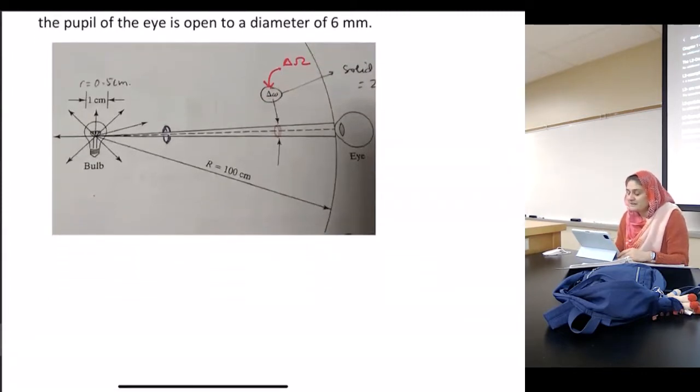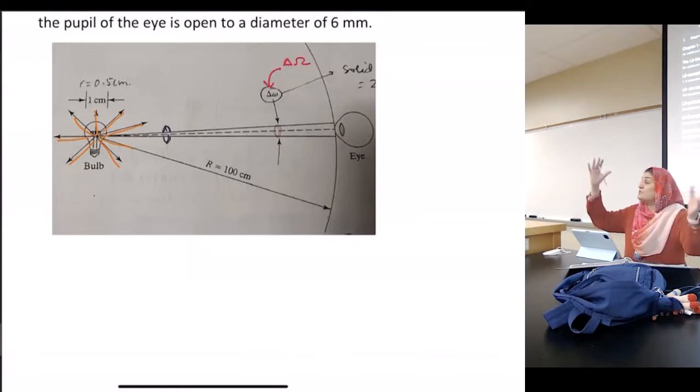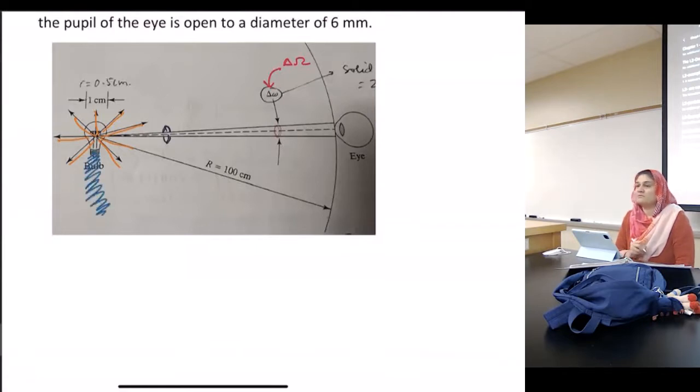Okay, so number one. And then it's saying that this is my source, right? This is what is radiating. And it's an isotropic source. What is an isotropic source? It radiates equally on all sides. Think of it as a sun. Well, will this bulb actually be an isotropic bulb? No, because there is a shadow here, right? Where it won't actually emit anything. But ignore that fact.